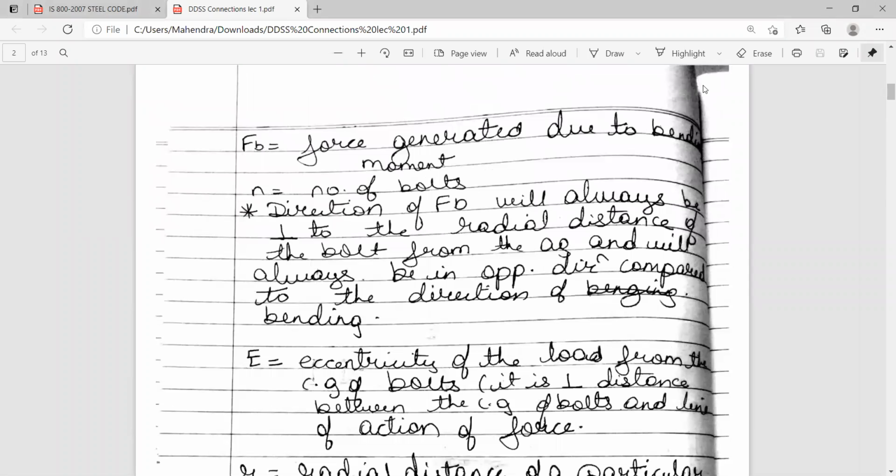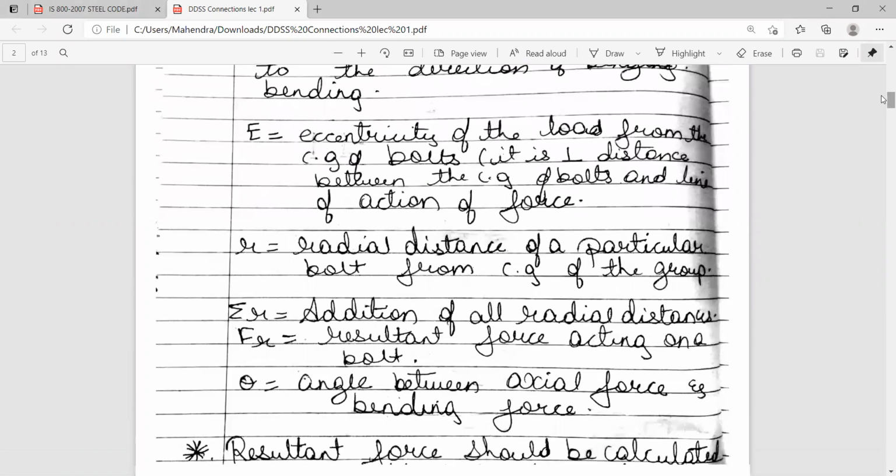Yes, ma'am. Okay. Now E is nothing but the eccentricity. You have already written it in the diagram, the distance is given. What is E? E is the eccentricity of the load from the CG of the bolt.